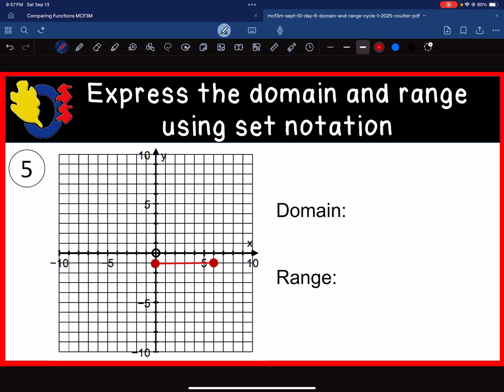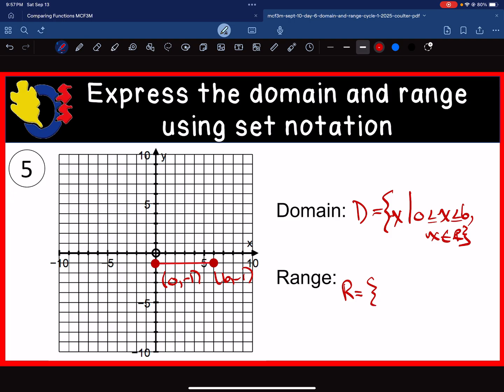Okay, that one's similar to the last one. D is equal to, so I'm going to write the coordinate here. So 0, -1, 6, -1. Okay, so open up a curly bracket. And so x such that x is between and including, because our circles are closed, 0 and 6, and x is an element of the real numbers.